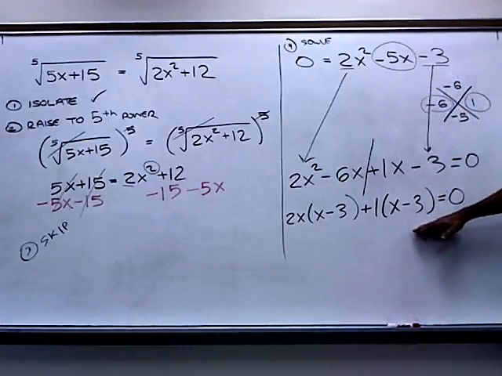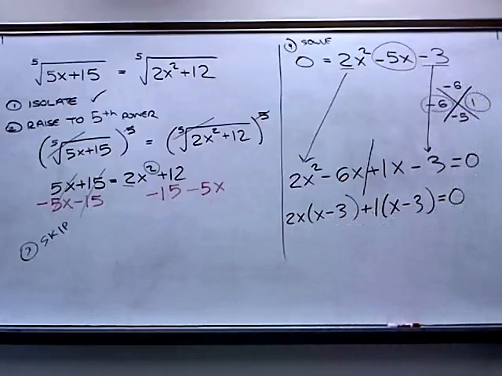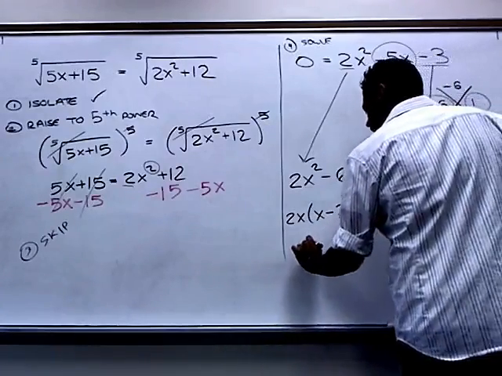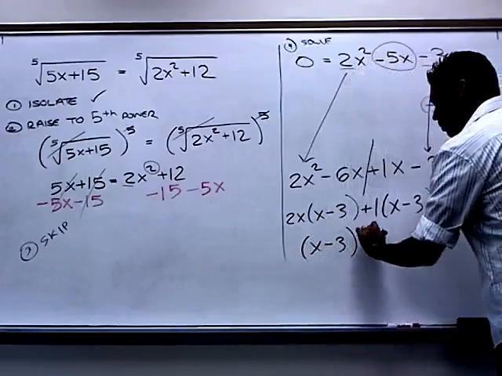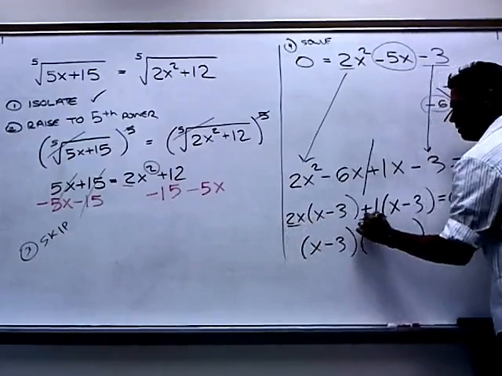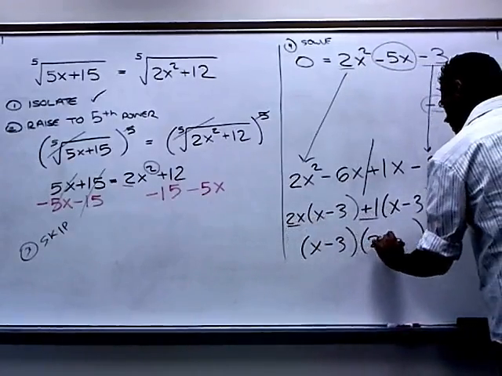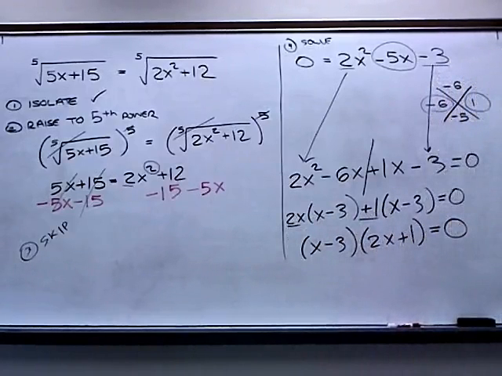Now, what do I do from this step? If I get x minus 3 in both, what do I do? Find what's common and take it out. Write that down, then a new set of parentheses, and put what's left over in there: the two things in front, 2x plus 1. And then we set each of those to 0.